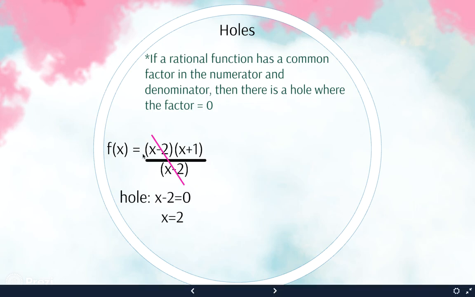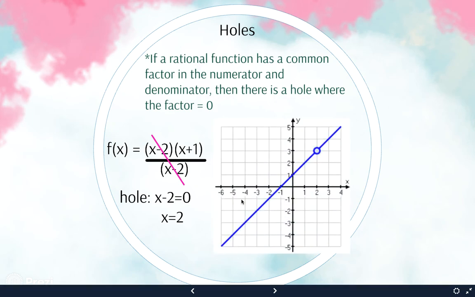So now there's a hole at whatever canceled out, which is at x equals 2, from x minus 2. You set that thing equal to 0 and solve. So whatever factor cancels out, set that thing equal to 0, solve, and bam, there's a hole at that point.